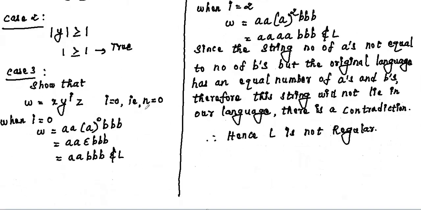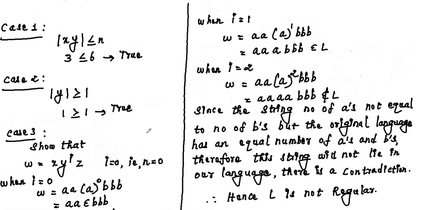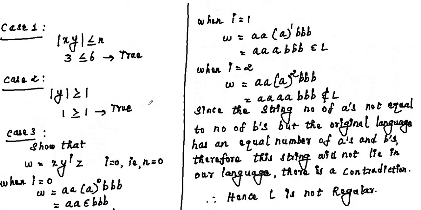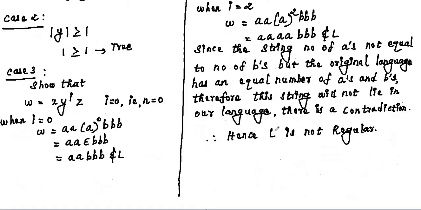Look at the three answers. When i value is 0, AA triple B does not belong to L. Second, i value is 1, your string is triple A triple B, which belongs to the language. Next, when i value is 2, W equal to 4A 3B, which does not belong to L. Here we got three answers. In these three answers, if any one of the answers does not belong to the language, then your language is not regular.